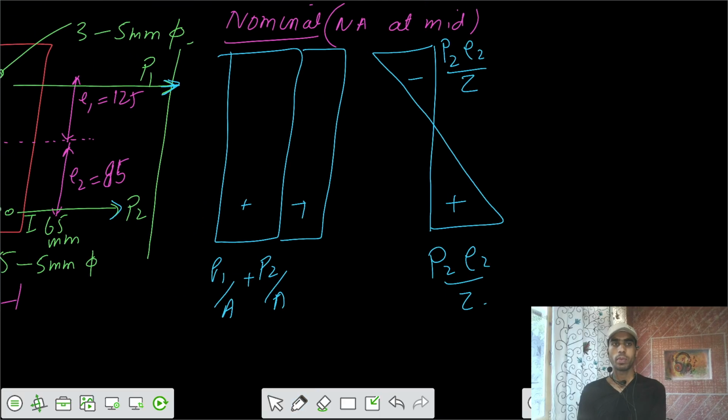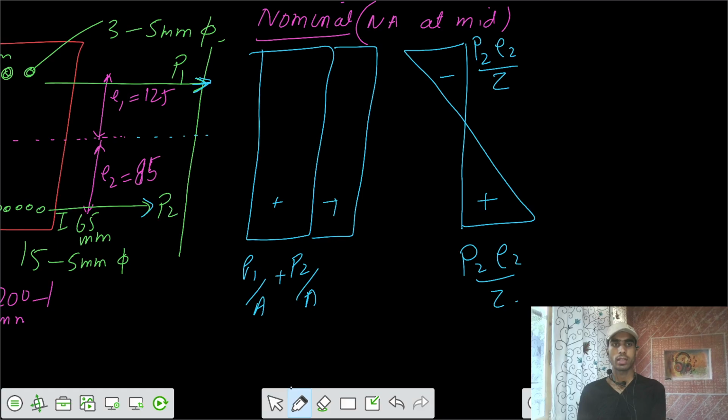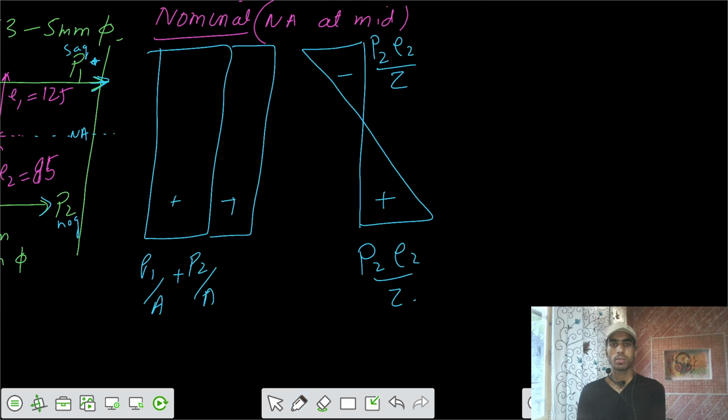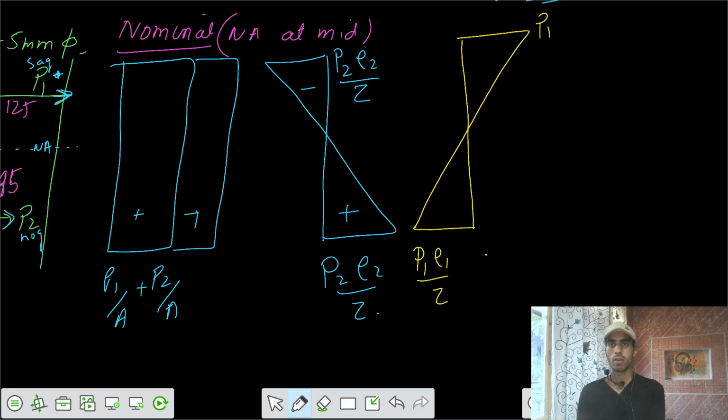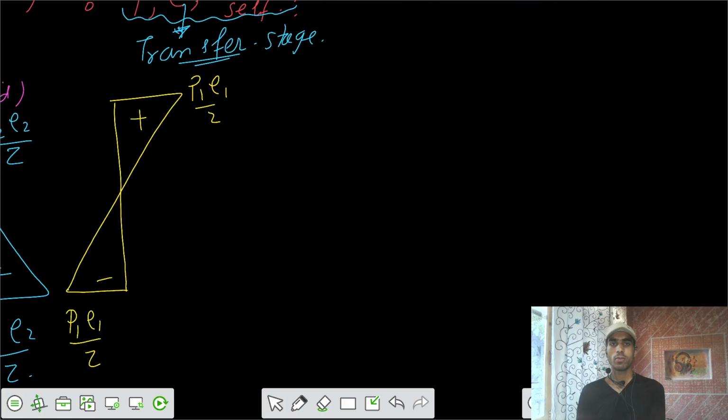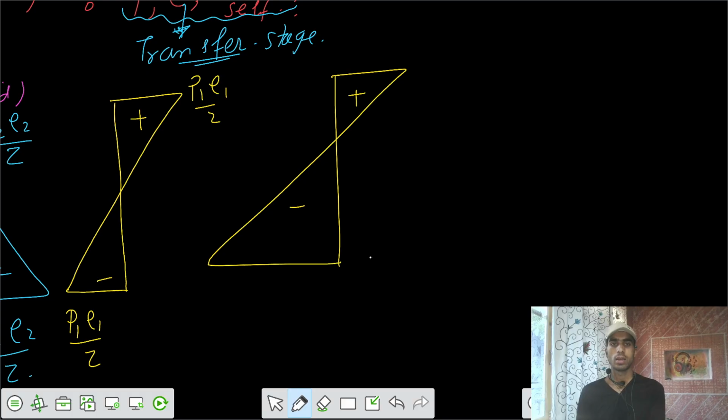And because P1 is above the neutral axis, it contributes sagging moment. So this is sagging, and this one contributes hogging, so the diagram would be the reverse of that. This would be P1 E1 by Z, and this is also P1 E1 by Z, one positive and one negative. And because of the self weight, we already know top compressive, bottom tensile: M dead by Z.